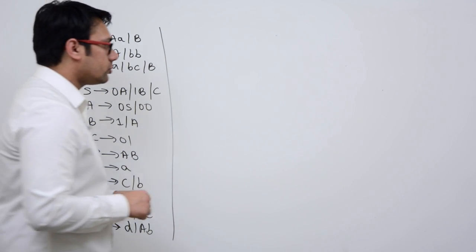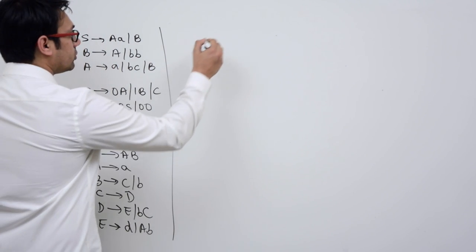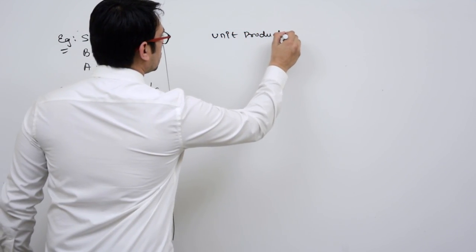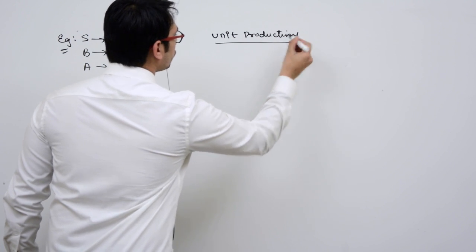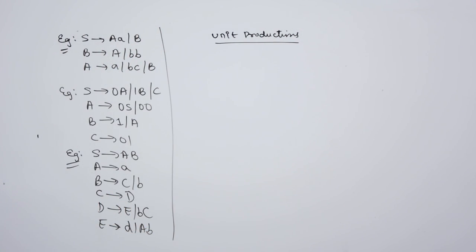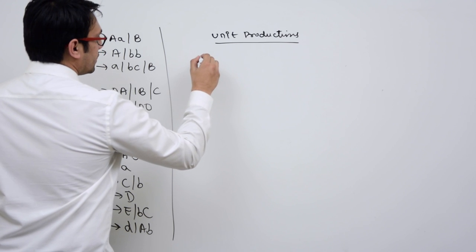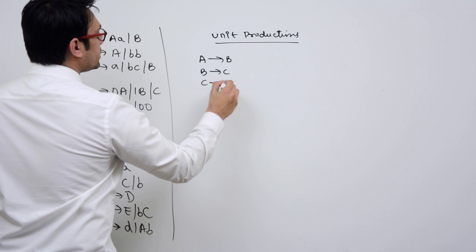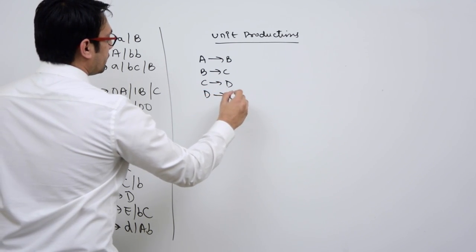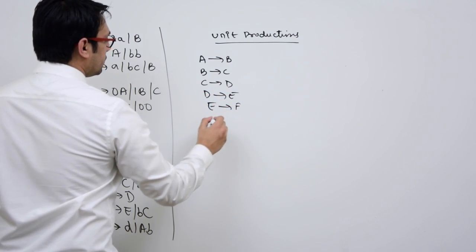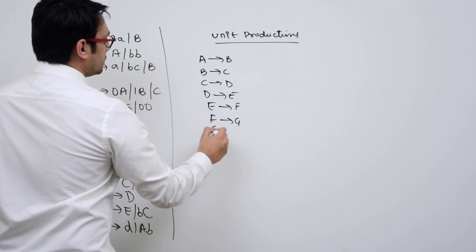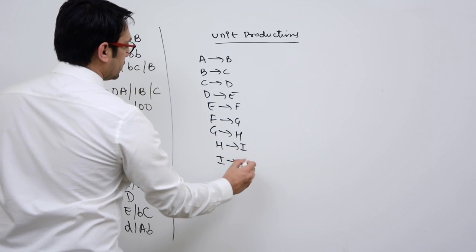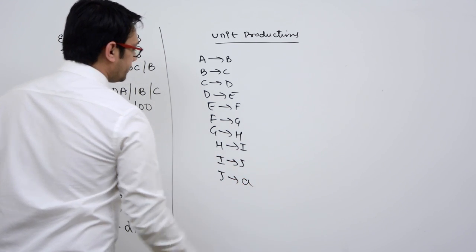Now let us see how you can remove all the unit productions. So here we want to remove the unit productions. So what are the unit productions? For example, we have productions like this: A can derive B, B can derive C, C can derive D, D can derive E, E can derive F, F can derive G, G can derive H, H can derive I, I can derive J, and J can derive small a.